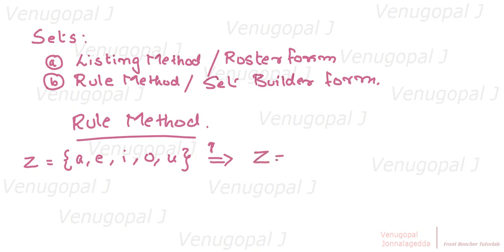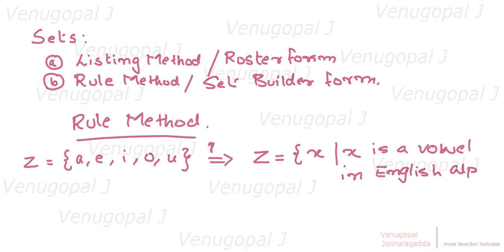If Z is the set name, within the curly brackets you have x such that x is a vowel in English alphabets, and the closed curly brackets. So the representation is slightly different, where you define a variable and you represent x as a variable which takes the vowels a, e, i, o, u.